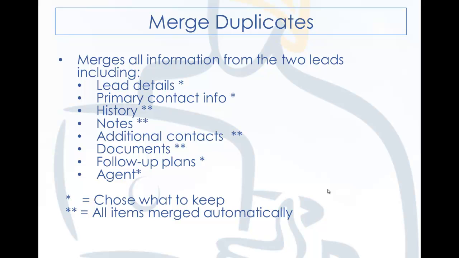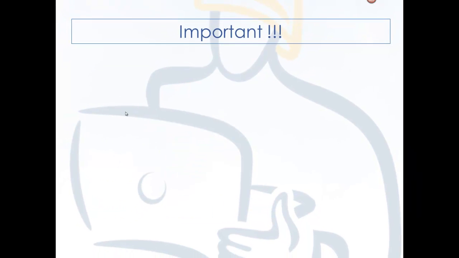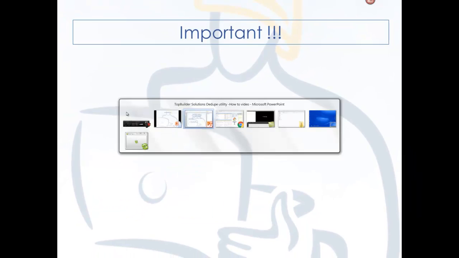The items with the double asterisks are totally merged together. So all of your history from both leads are brought together into the surviving lead. All your notes, all your contacts, and all your documents. Okay? Now let me demonstrate this for you.